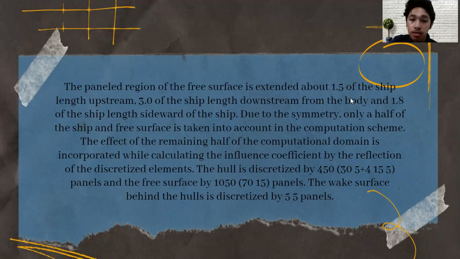The hull is discretized by 450, 305, plus 415.5 panels, and the free surface by 1050 panels. The wake surface behind the hulls is discretized by 0.515 panels.